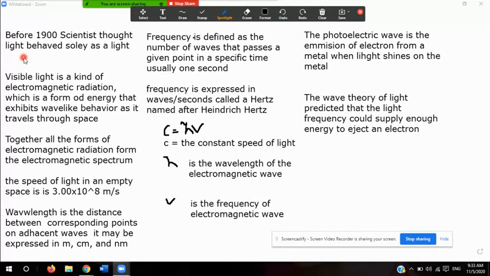The first point says that before 1900, scientists thought that light behaved solely as a wave. I wrote light here, but I meant to say wave. Scientists realized that light could only travel as a wave before 1900. They didn't expect light to have any other properties, because light isn't like the mass of an object, where it's tangible and I can pick up a sample and weigh it. So they solely thought it behaved as a wave.